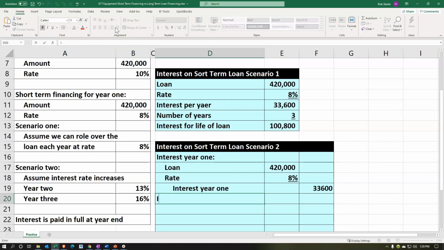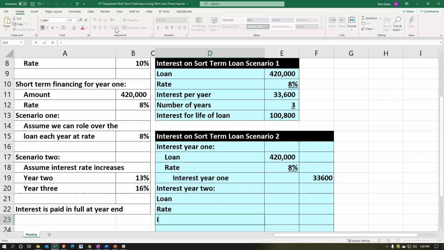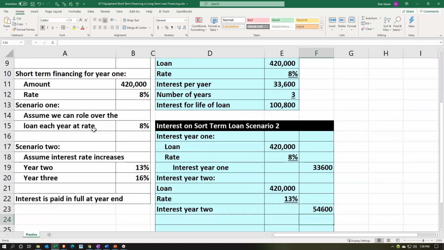Then we want the interest, year 2. I'm going to say this equals the loan times the rate, and that's going to give us the interest for year 2, and there we have that. So the loan is still going to be at the 420,000 because we only paid back the interest, not the principal. Principal's not changing until we pay it back at the end. The interest rate we're assuming is going to jump up to 13%. And so we have that there. If it didn't get percentified, you want to go to the home tab, numbers, and percentify it. Then I'm going to underline it here. Then we'll multiply that out.